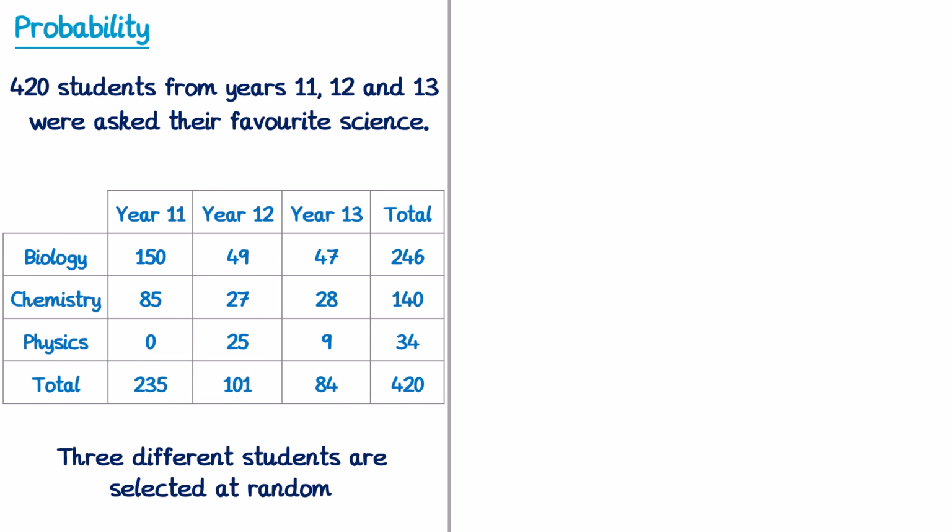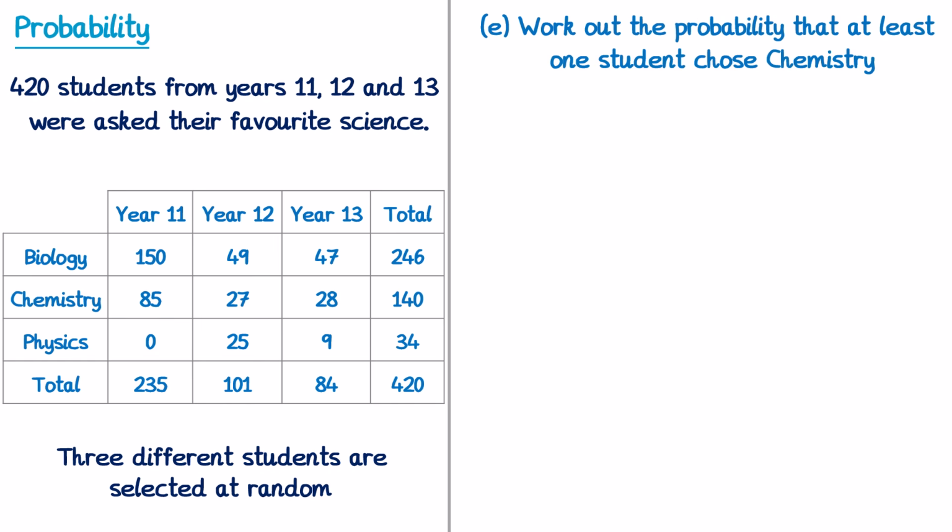We're going to do one more part to this question. Work out the probability that at least one student chose chemistry. When we say at least one student, we mean one or more students. So it could be that one student chose chemistry, or 2 students chose chemistry, or indeed all 3 students chose chemistry. This could be quite a lot of different outcomes.